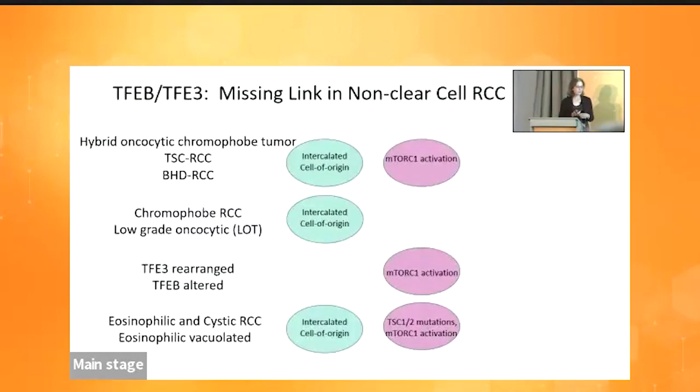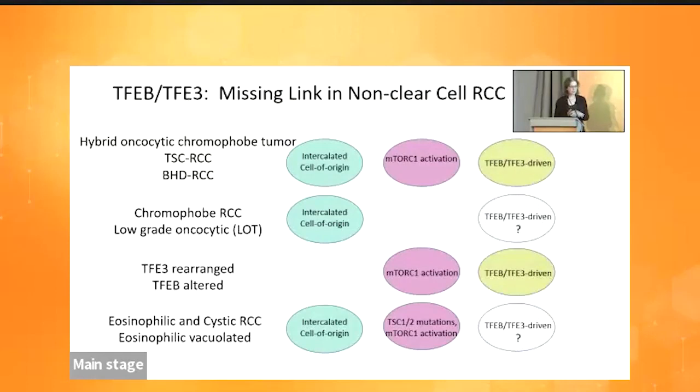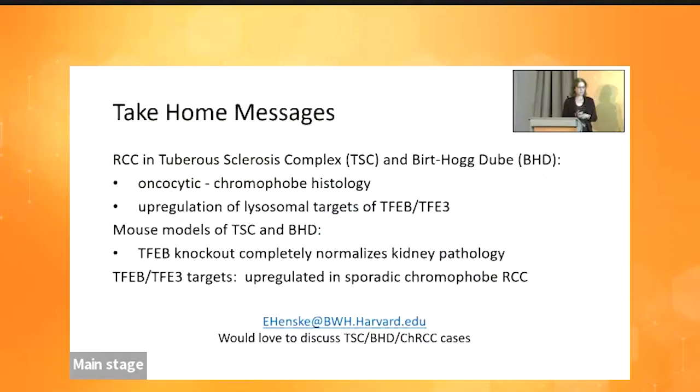So we wonder whether TFEB and TFE3 might be the missing link in several different forms of non-clear cell kidney cancer, including tuberous sclerosis and Birt-Hogg-Dubé associated, maybe in chromophobe, and oncocytomas, definitely in the TFEB and TFE3 rearranged, of course, and also in these rare subtypes that are caused by TSC2 mutations, such as the eosinophilic and cystic tumor. We don't know whether some of these or all of them arise from these interesting intercalated cells, but it seems possible that TFEB and TFE3 are playing a role in all of them.